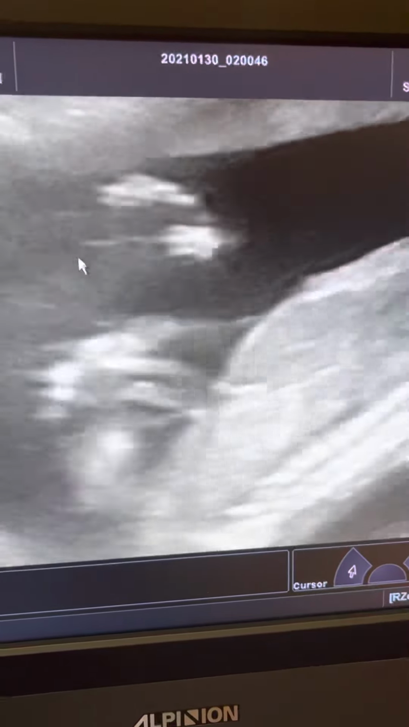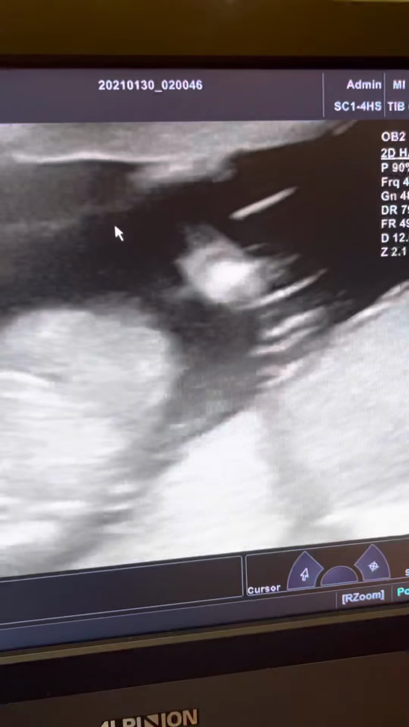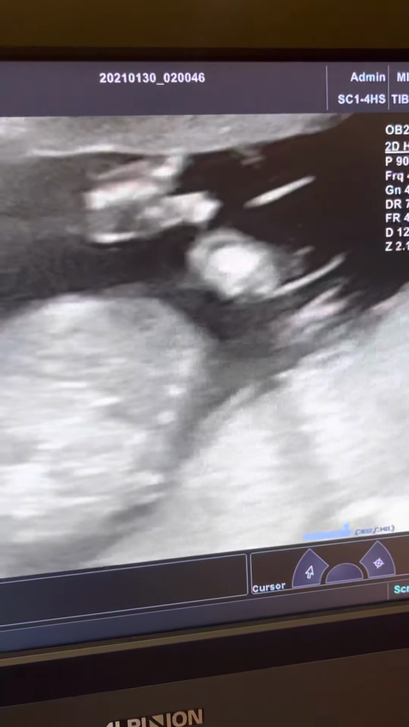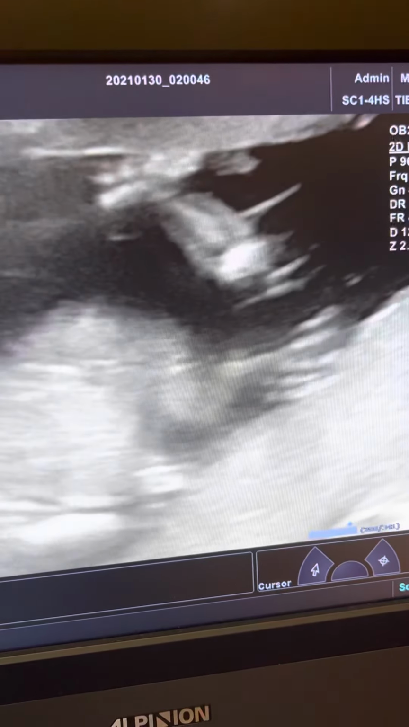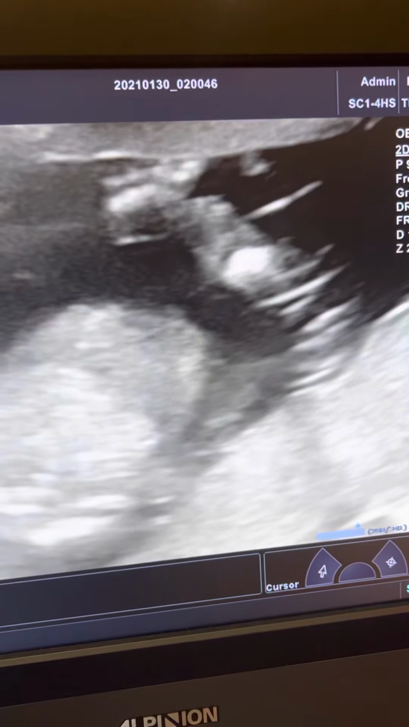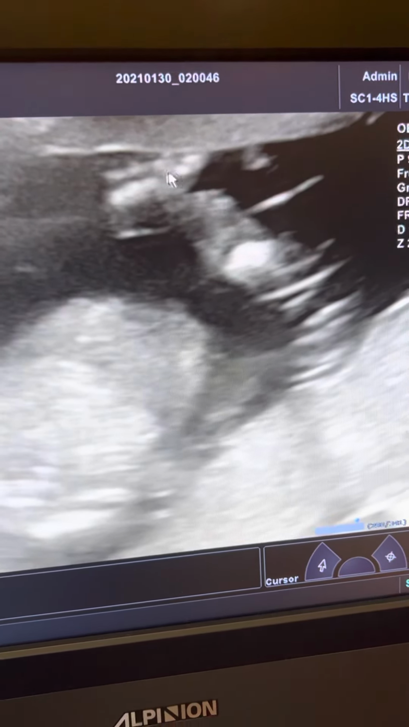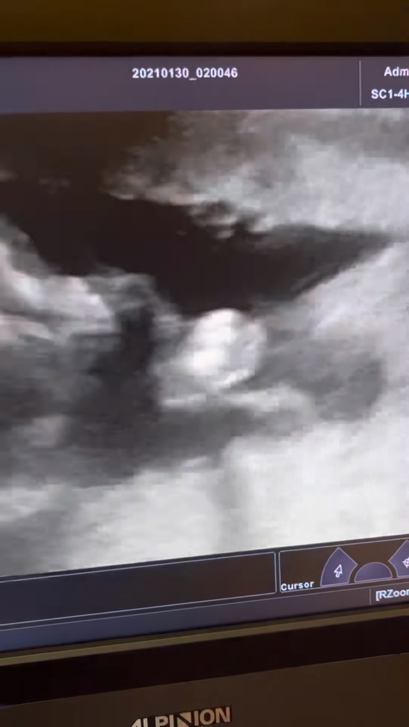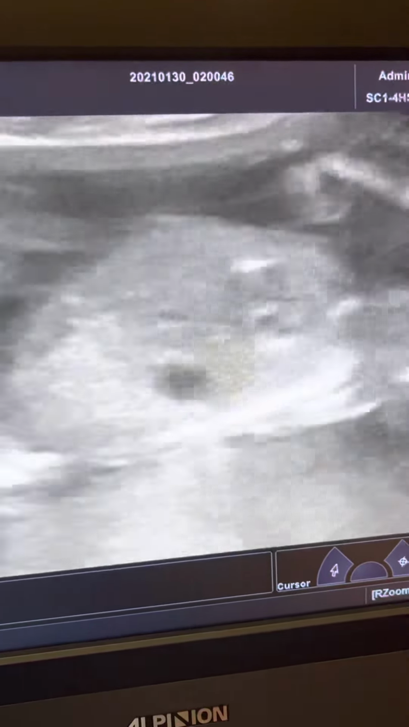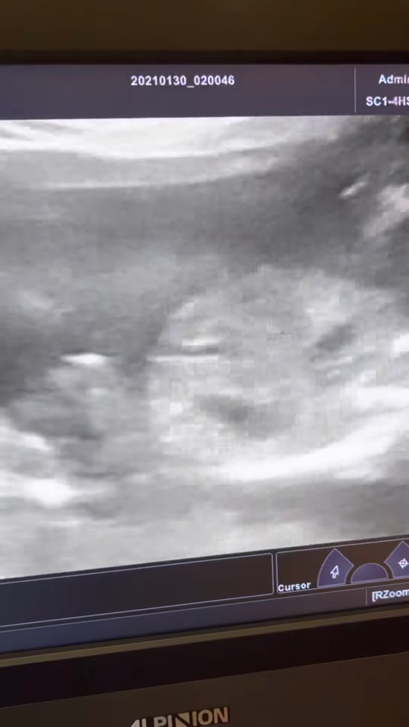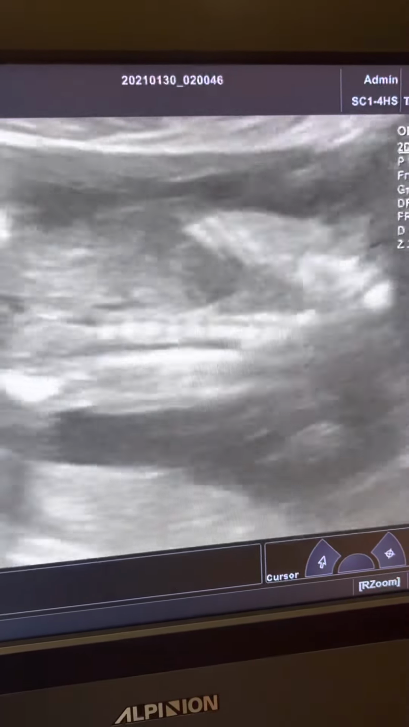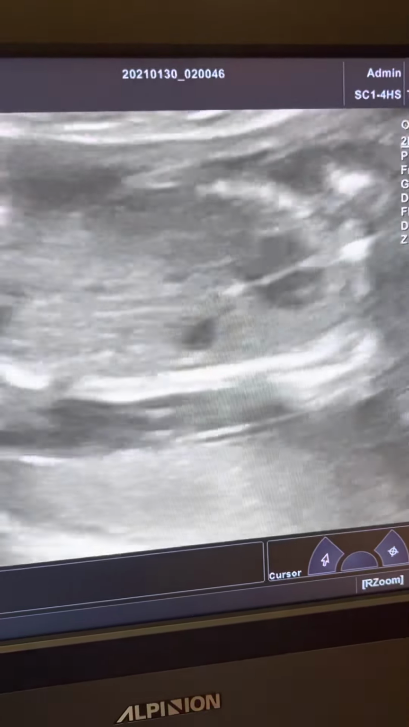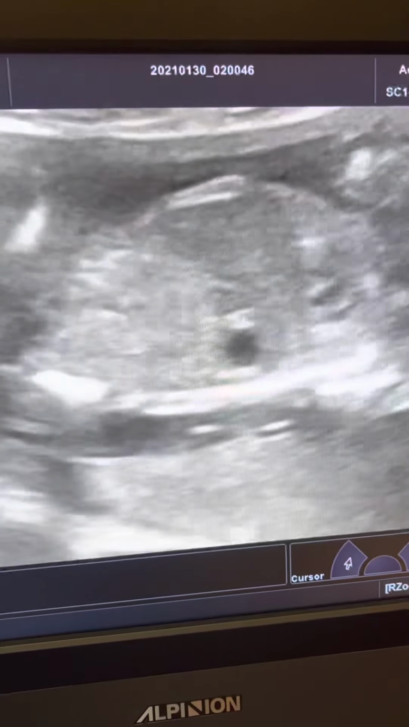So here we have a view that we can count the fingers also. Here is the thumb and 4 other fingers. We'll check it again as the fetus moves and we have a better view. So we'll continue down to the abdomen.